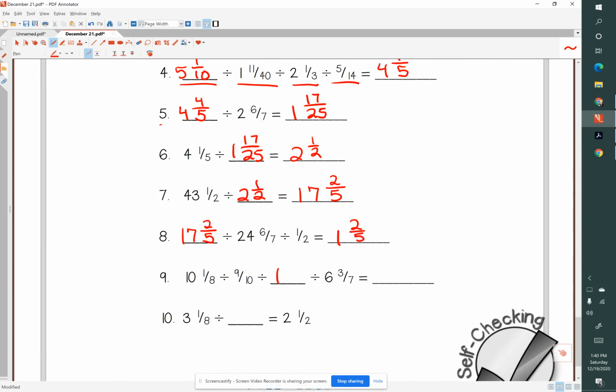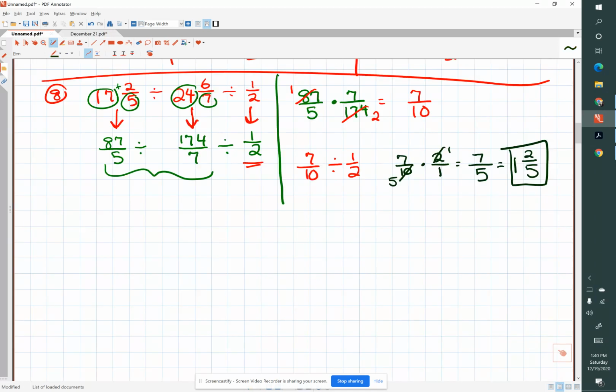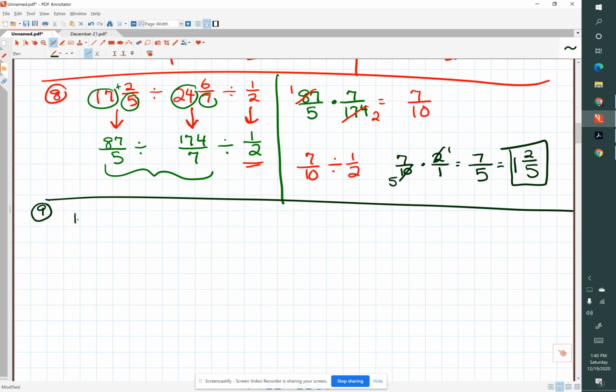And on number 9, we've got 1, 2, 3, 4 fractions that we're dealing with. On number 9, make sure we have lots of room to put those. So it will be 10 1/8 divided by 9/10 divided by 1 2/5 divided by 6 3/7.